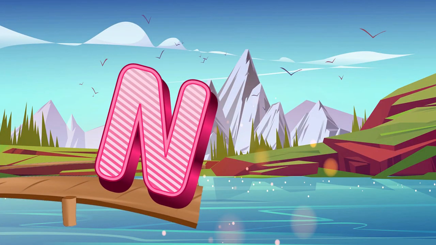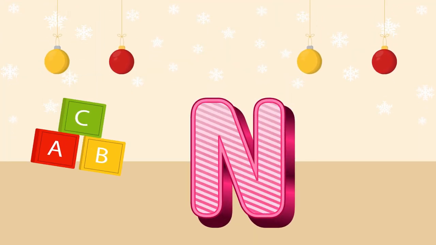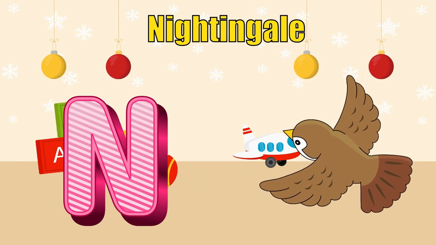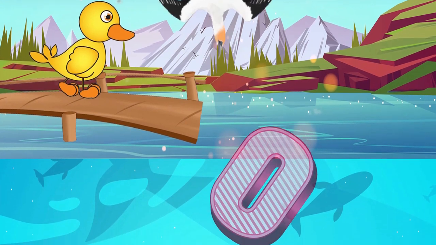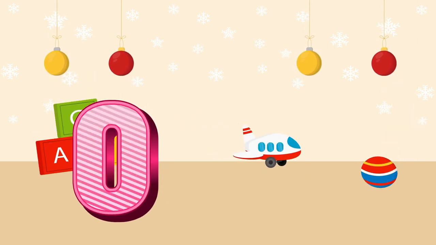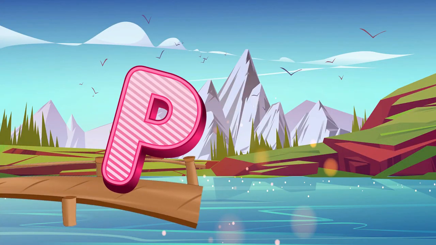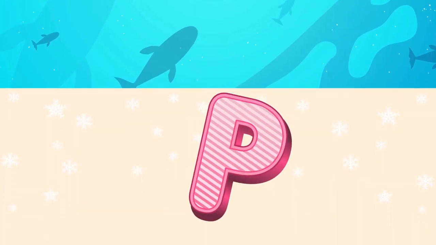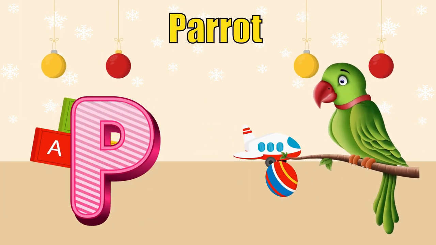N. N is for nightingale. O. O is for ostrich. P. P is for parrot.